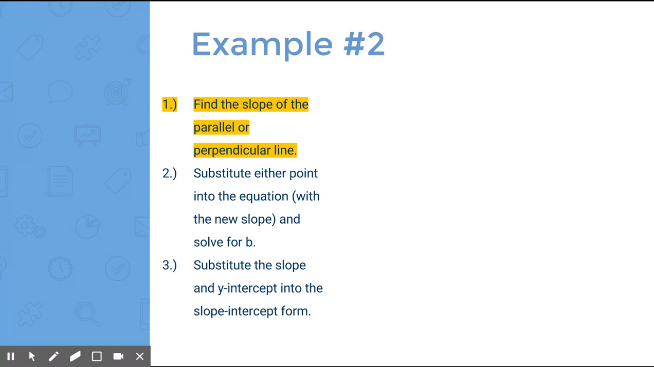All right, let's look at another example, but this time we're going to talk about one that is a perpendicular line. So we want to find another line that is perpendicular to y equals 1 over 8x plus 2, but it goes through those specific points of 1 and negative 5.